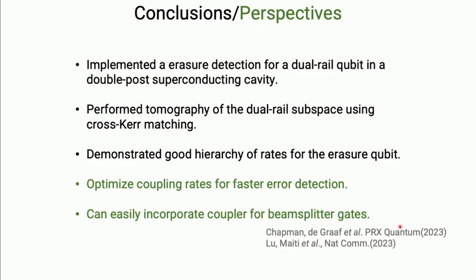Okay, so basically I've shown you that we've implemented an erasure detection for the dual rail in our system, came up with a technique to perform tomography and demonstrate a good hierarchy of rates for our system. We can do more work on this system to optimize, to make our detection faster. And we can also think about incorporating this mid-circuit with beam splitter gates, which have been shown recently in these works, which is also something that we're thinking about.